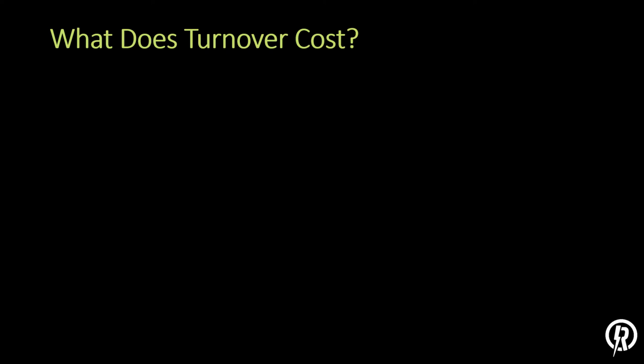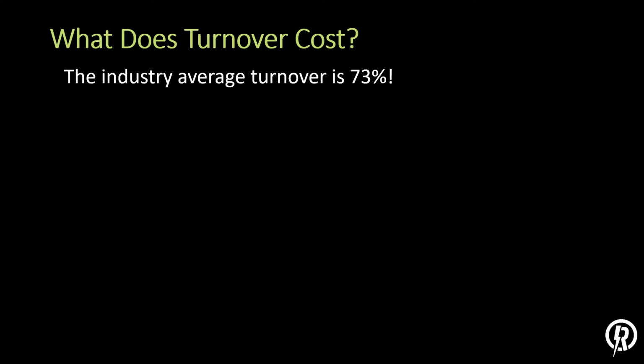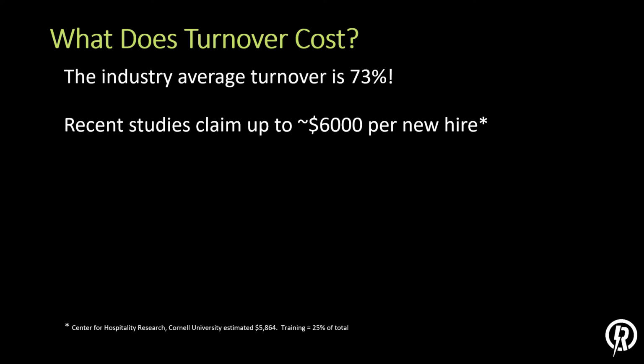There's a lot of things that go into hiring and a lot of expenses that we incur when we do it. First and foremost, the industry, as you may or may not know, has a huge turnover rate, 73%. It's one of the most highly turned over industries out there. Restaurant people move from place to place, especially when they're in a business that isn't great for them or when they're not great for the business. Believe it or not, recent studies, this one out of the Cornell University research noted at the bottom, show that it costs almost $6,000 every time we hire somebody new.